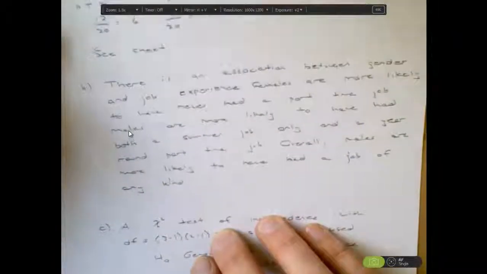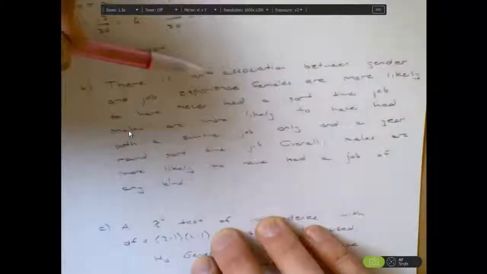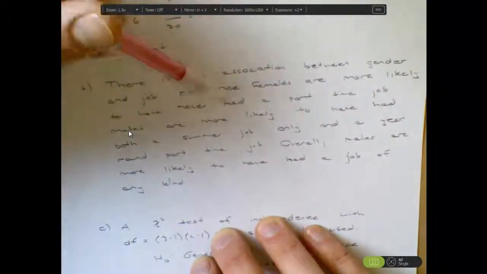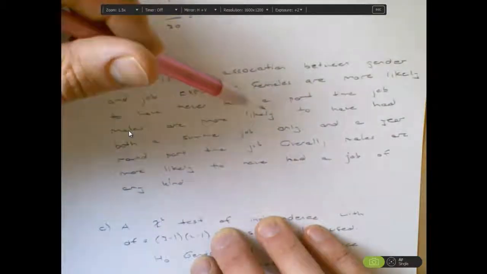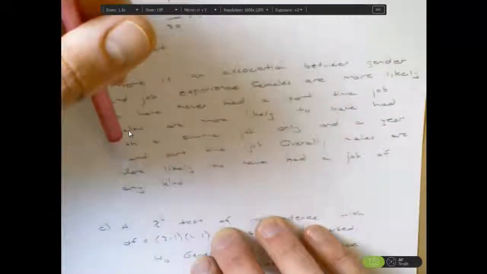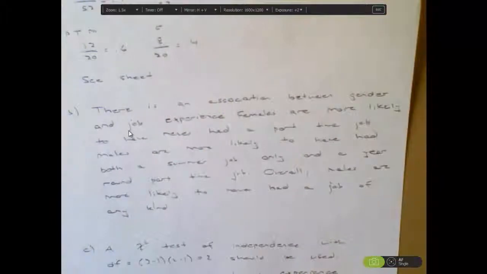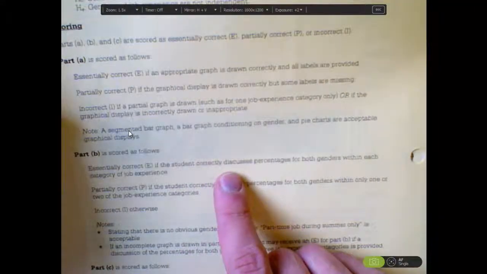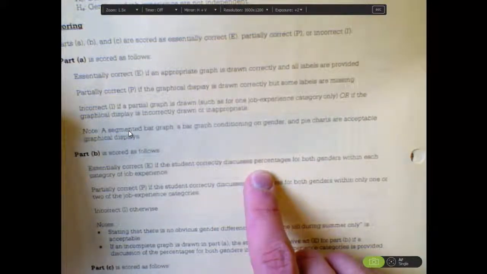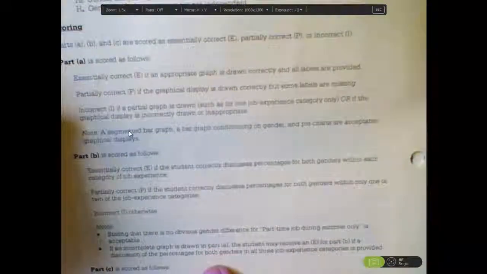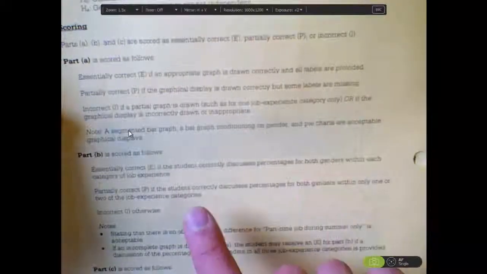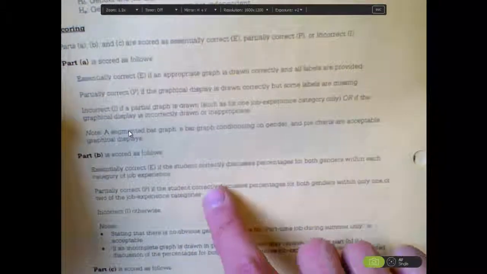Okay, so let's see what I wrote down here. There is an association between gender and job experience. Females are more likely to have never had a part-time job. Males are more likely to have had both a summer job only and a year-round part-time job. Overall, males are more likely to have had a job of any kind. So going back to the rubric, I didn't explicitly discuss percentages, but neither did they in their model solution for both genders within each category of job experience.